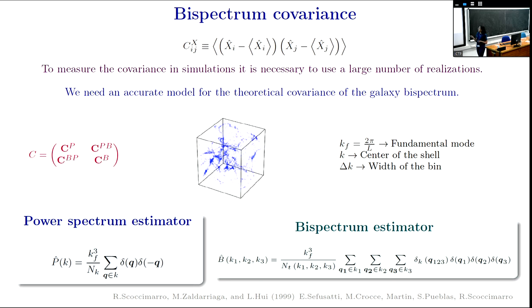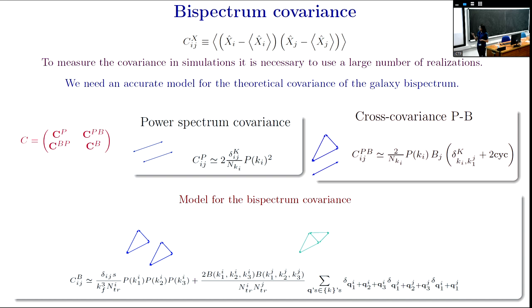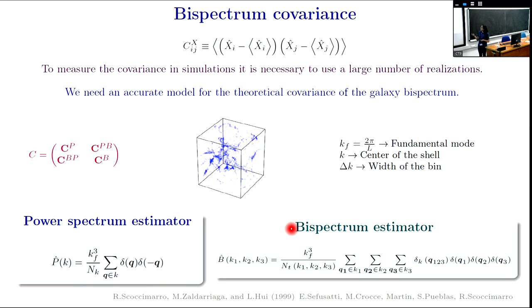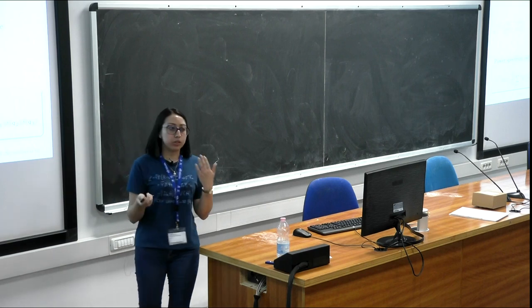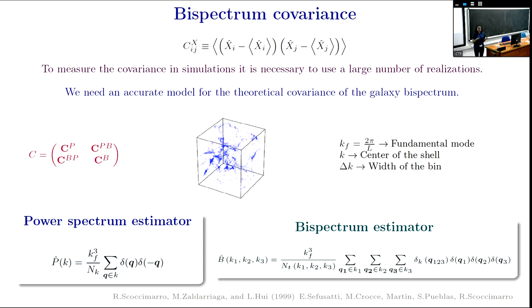To do that, we consider that the measurements are made in a box with a size of L. We divide the box into bins, and we compute the bispectrum and the power spectrum in Fourier space. Each bin is a spherical shell centered at k with width delta k. To compute the covariance, we use these estimators, where the sum runs over all the modes inside a k bin, N_k is the number of modes inside the bin, and N_T is the number of fundamental triangles inside the bin. We use these estimators to compute the covariance.